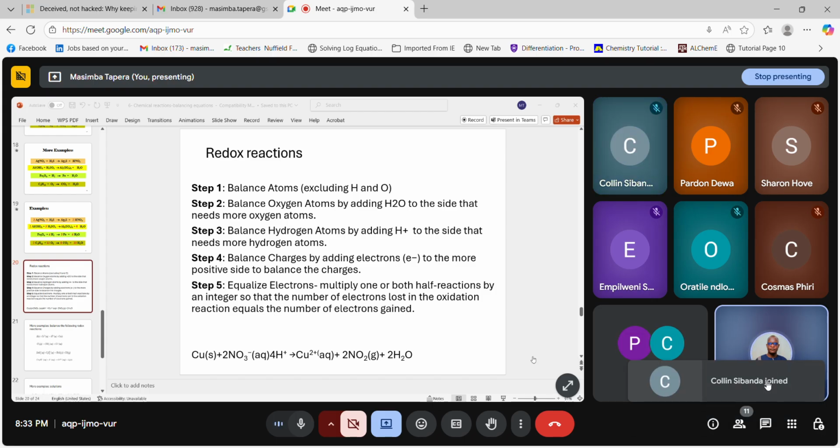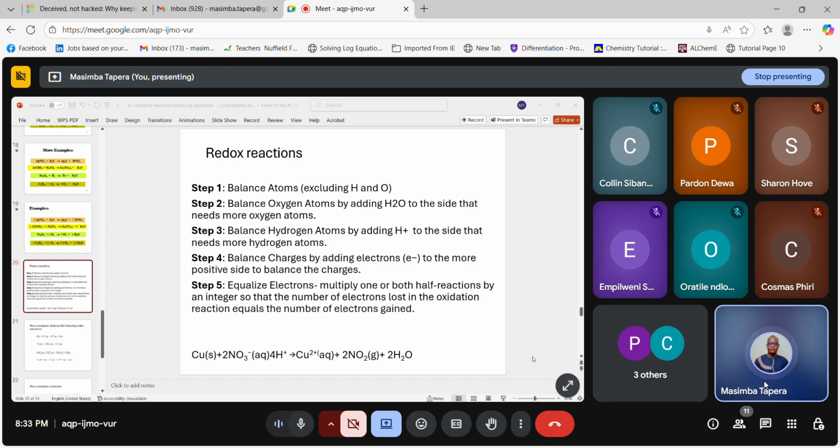Then besides that, these redox reactions usually involve some charged species, so it is important to balance the charges. How do you balance the charges? You check the total charges, and to balance them, you add electrons to the side which is more positive, so that the charges become balanced.